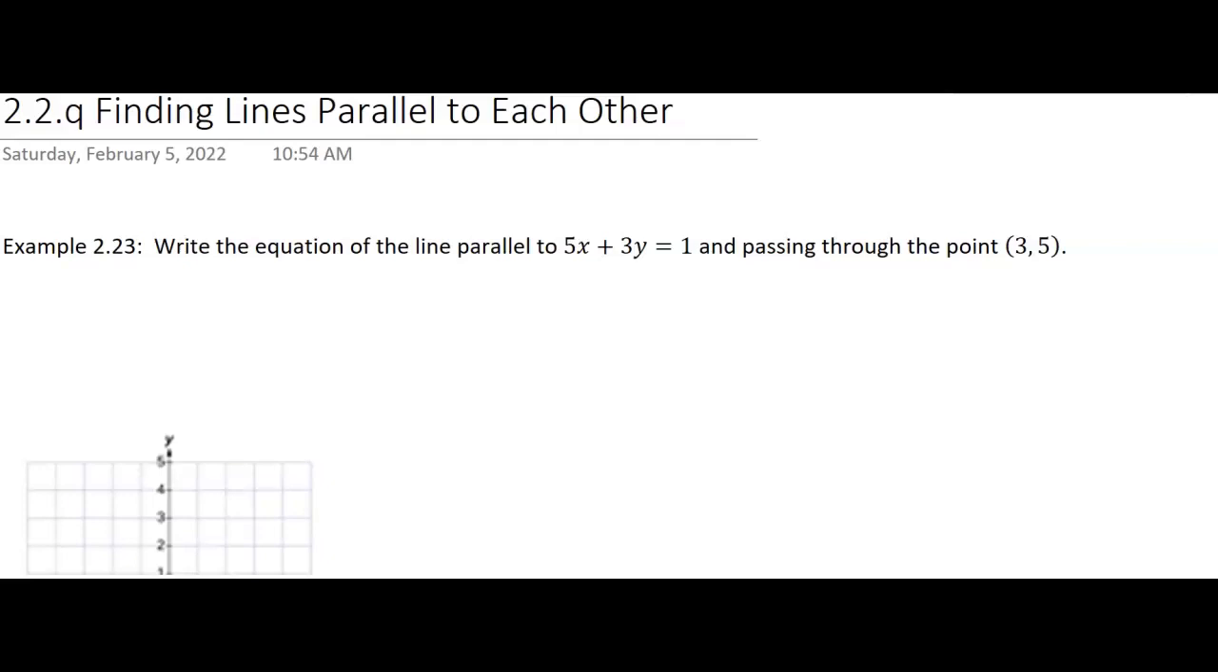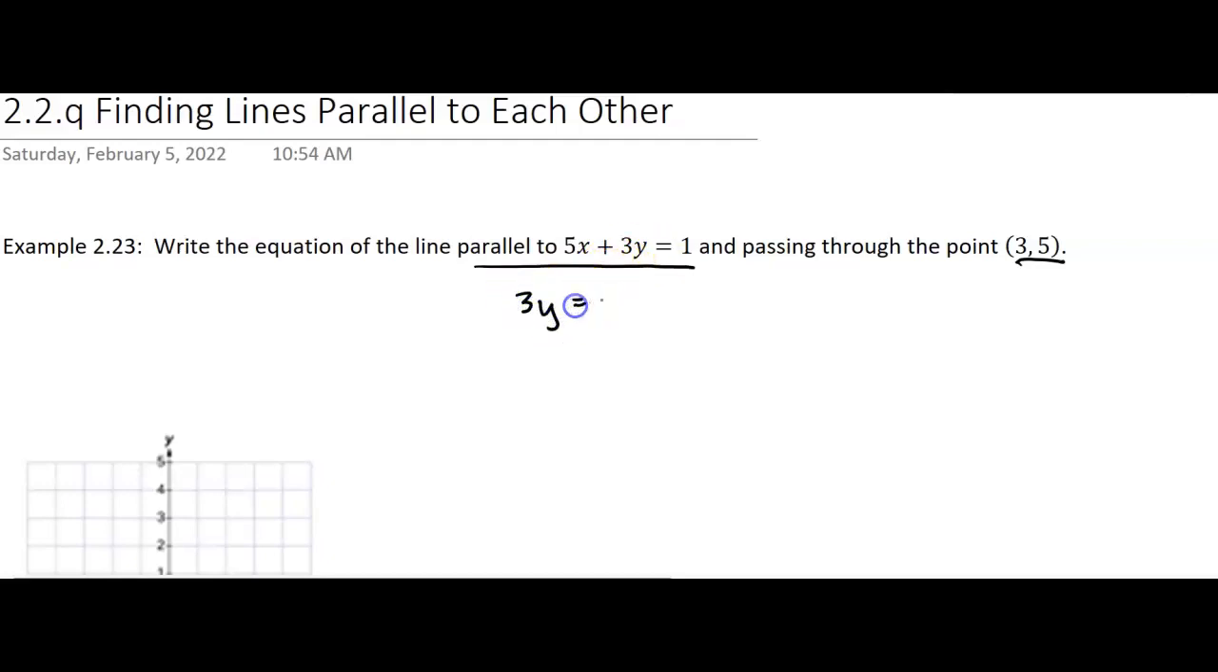So sometimes they want us to write an equation of a line. Remember, when they want us to do that, we have to know the slope and a point, and then we can use point slope form, okay? All right, so it says write the equation of the line parallel to that line and passing through the point (3, 5). Okay, now I'm going to take that equation and I'm going to put it in slope-intercept form.